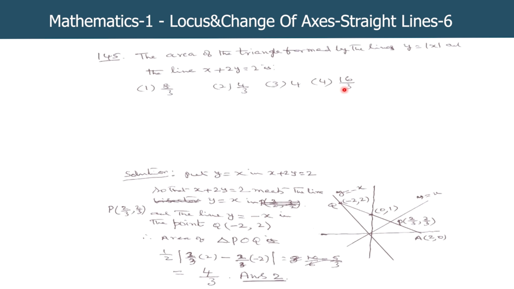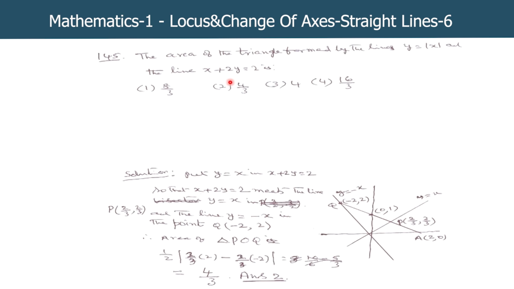So, put y is equal to x in the given line, so that the line x plus 2y is equal to 2 meets the line y is equal to x in the point P, 2 by 3 comma 2 by 3. Then put y is equal to minus x in the given equation, and you will get the point Q as minus 2 comma 2. So, the area of triangle POQ is half of 2 by 3 into 2 minus 2 by 3 into minus 2, which is nothing but 4 by 3 square units.